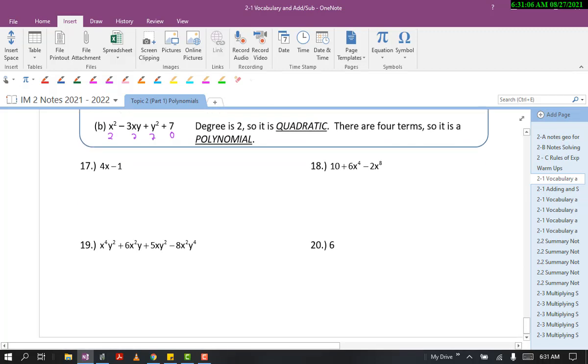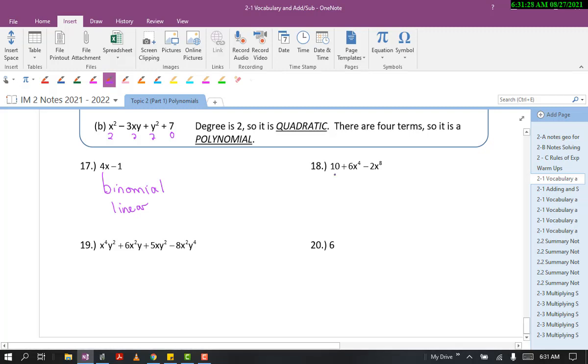If we look at 17, 2 terms. 2 terms mean we have a binomial. And if we look at the degree, the biggest degree is 1, so it's linear. It's a, I guess, linear binomial. Probably should be in the other order.